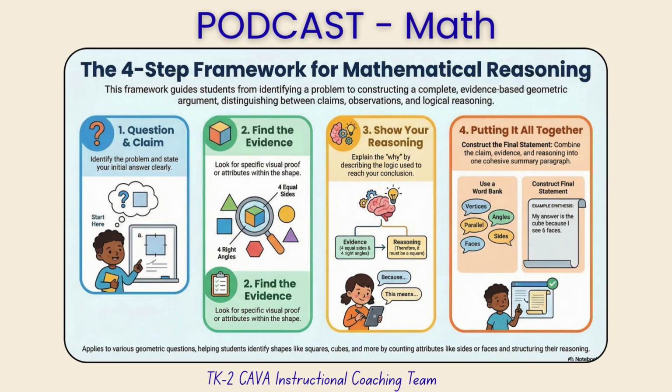This is where the true value of the claim evidence reasoning framework is revealed. Up until now, the framework has been used to confirm obvious truths. Now, it is going to be used to dismantle a false premise. The blue question box sets the trap. The prompt asks very directly, is this shape a rectangle? And beneath it is a drawing of a blue shape.